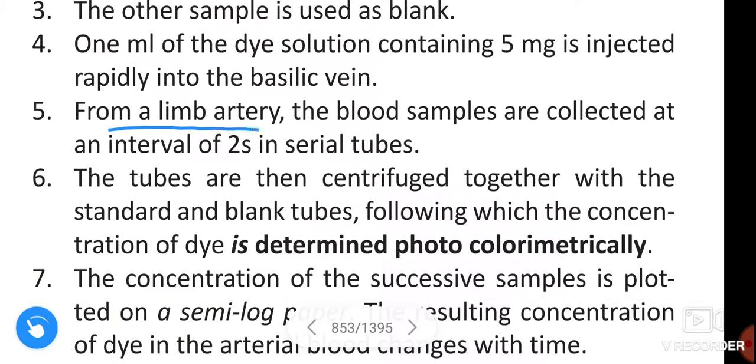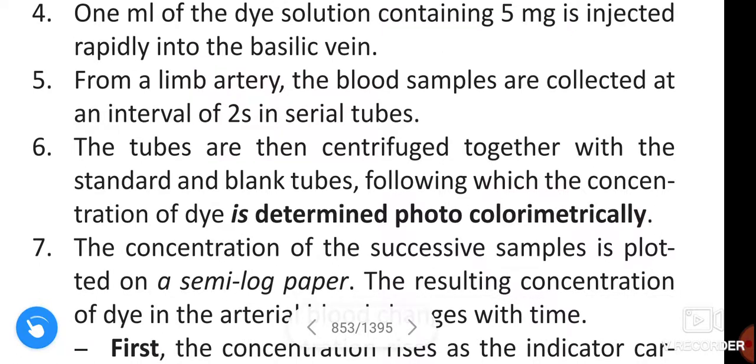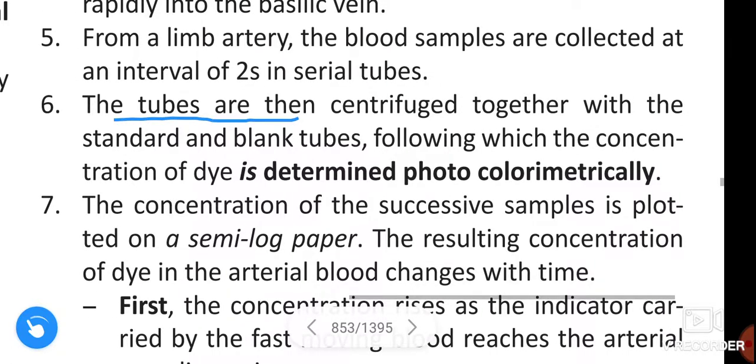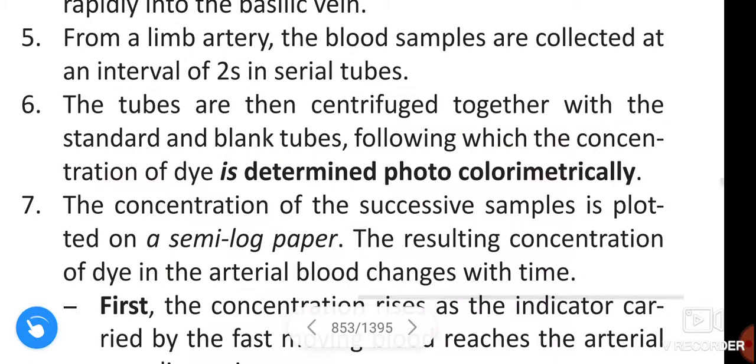From a limb artery, the blood samples are collected at an interval of 2 seconds in serial tubes. The tubes are then centrifuged together with the standard and blank tubes, following which the concentration of dye is determined photocolorimetrically.